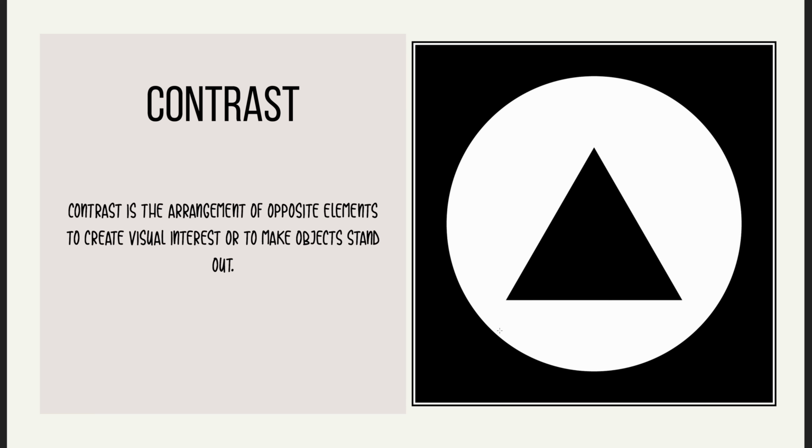Contrast is the arrangement of opposite elements to create visual interest or to make objects stand out. You can use contrast both with shapes and with color. For this assignment, you're only using black, white, or shades of gray. So don't add color into it, but you can use white and black as a contrast. Obviously, triangle and circle are a contrast to each other. Circle and square is a contrast. So just create a design that shows some contrast.